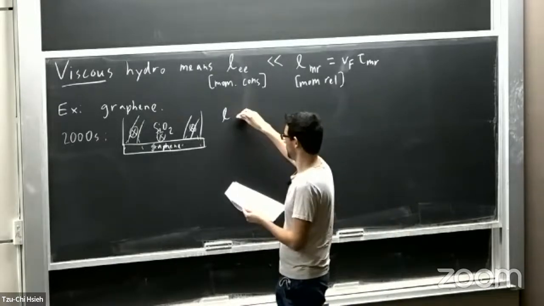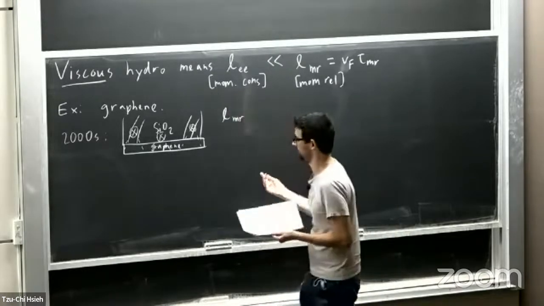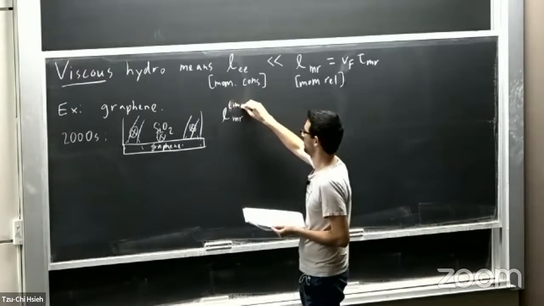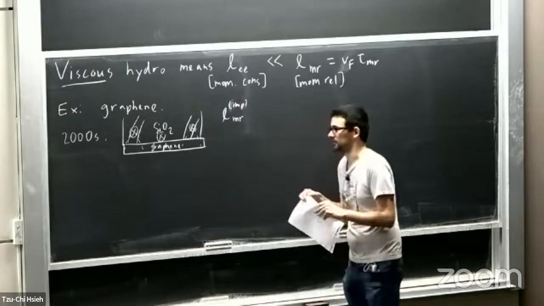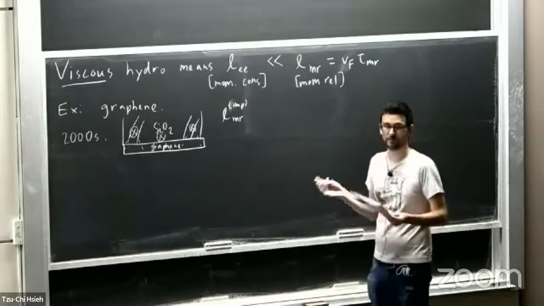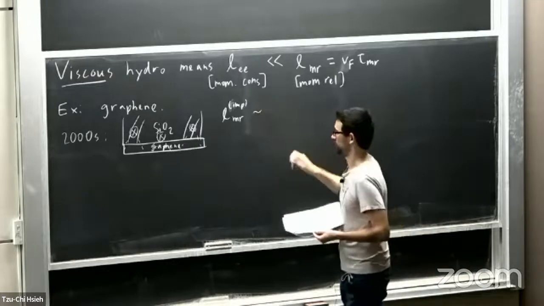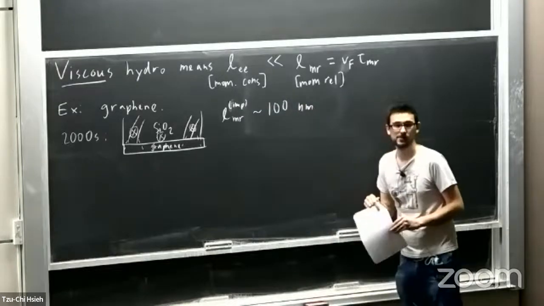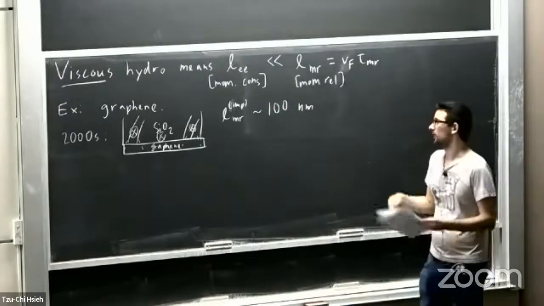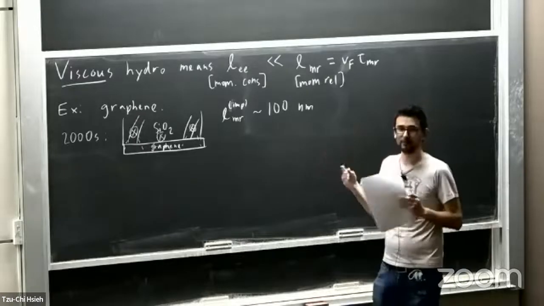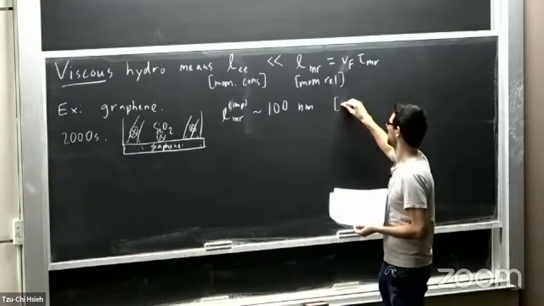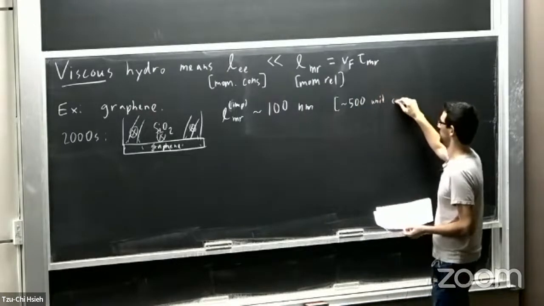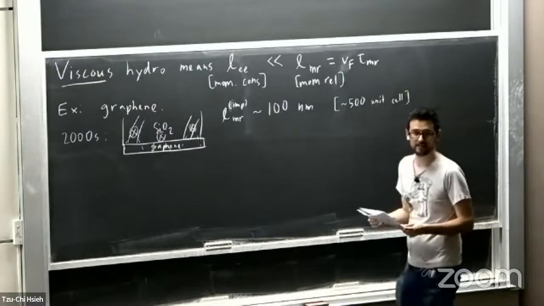It turns out that the momentum relaxing length scale that effectively arises due to these impurities is a complicated function of electron density, temperature, et cetera, but to give you a typical ballpark number, this would be about 100 nanometers. This might seem kind of small, but on the other hand, I forget the exact numbers, it's around 500 unit cells in the lattice.